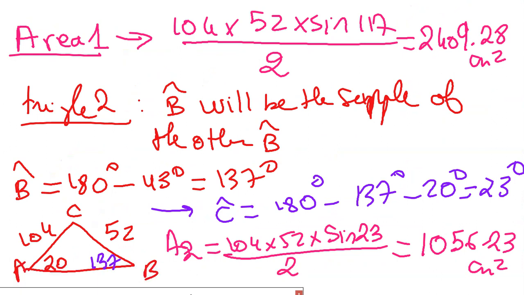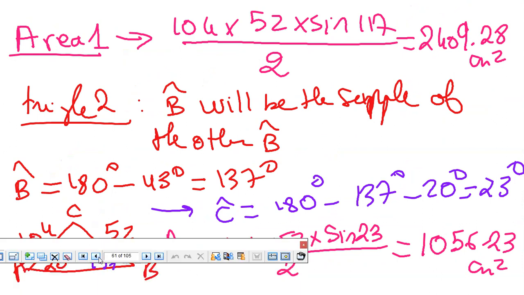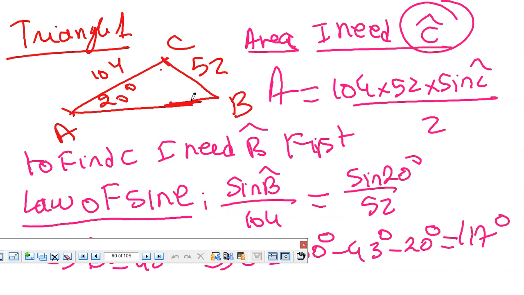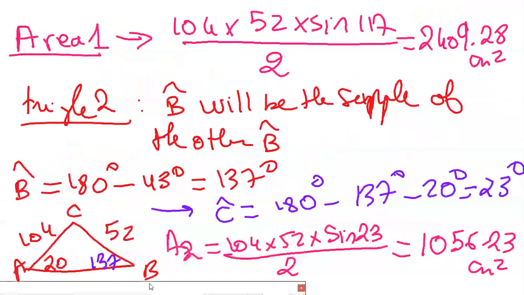Now, triangle 2. The other angle B is going to be 180 minus this angle B that I got here. So it's going to be 180 minus 43, which is 137. And then I have another triangle with 20 and 137. Now it's easy. How can I find C? It's 180 minus 20 minus 137. It's 23.